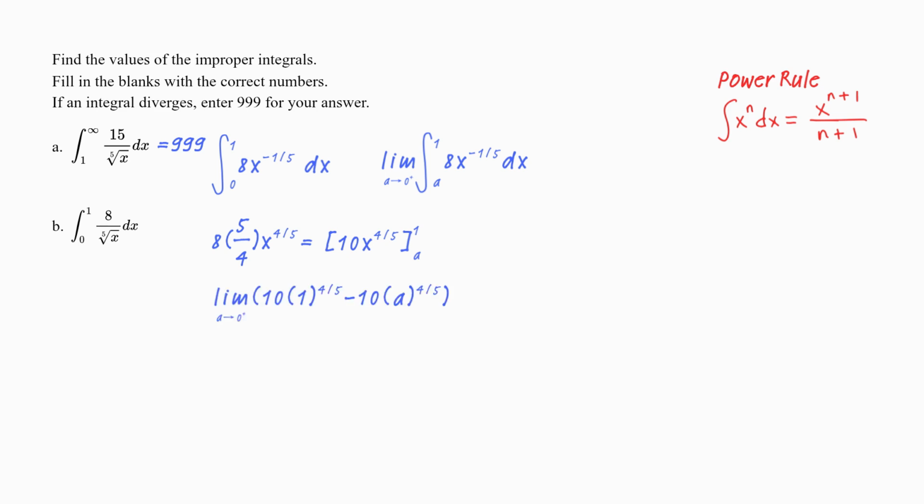As a approaches 0, that second term becomes 0, so we are left with just 10 times 1, which is 10. Because we got a real finite number, this integral converges to 10.